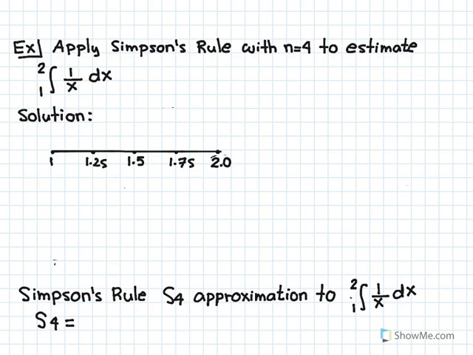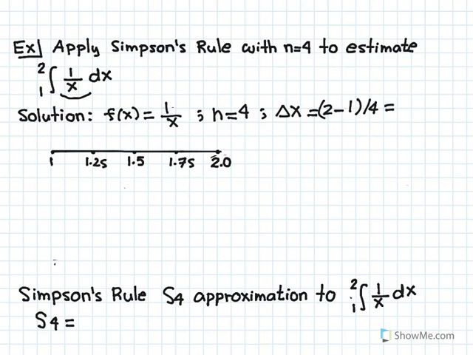All right, so let's do an example. Apply Simpson's rule with n equals 4 partitions to estimate the integral from 1 to 2 of f of x dx, where the function is 1 over x. So f of x is equal to 1 over x, and n is equal to 4. Delta x, the partition width, is b minus a over n, 2 minus 1, divided by 4, that's 0.25. So we have our equally spaced x values at 1, 1.25, 1.5, 1.75, and 2.